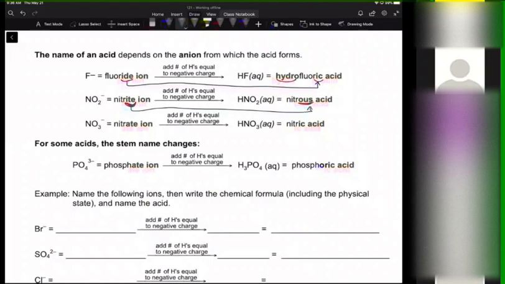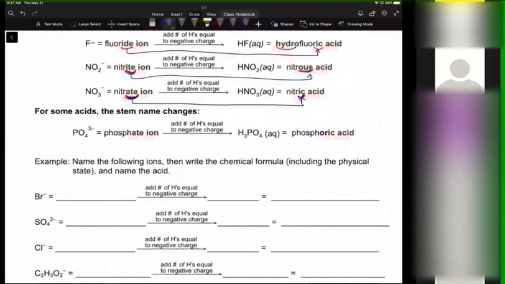If it's an ATE, then that's going to turn to an IC. So nitrate ion paired with an H+ to make an acid becomes nitric acid. Okay, so let's do some of these. The exception is phosphorus, because we dropped the OR to make phosphate ion. So this is going to be named phosphoric acid. It's a little bit of an exception.